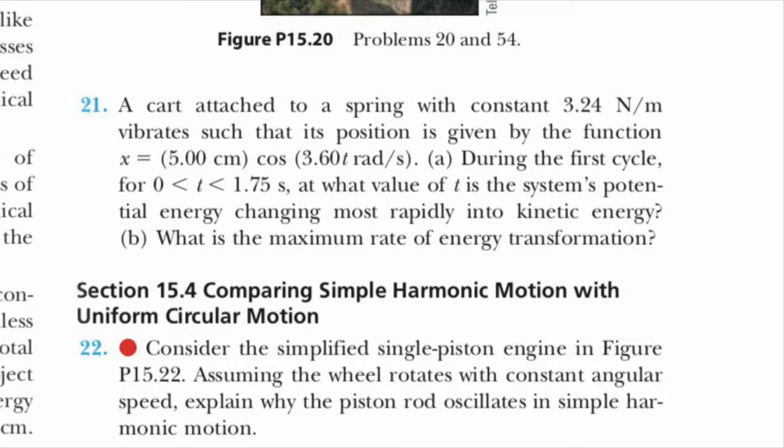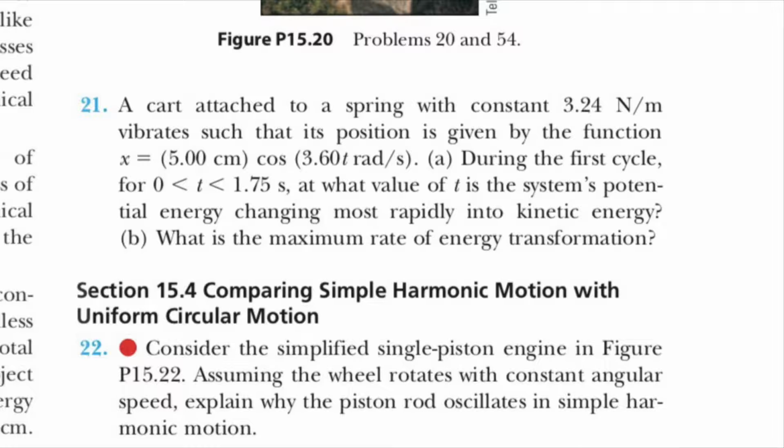Today I'm doing problem 21 in chapter 15. A cart attached to a spring with spring constant 3.24 newtons per meter vibrates such that its position is given by the function x equals 5 centimeters times cosine of 3.6t radians per second.